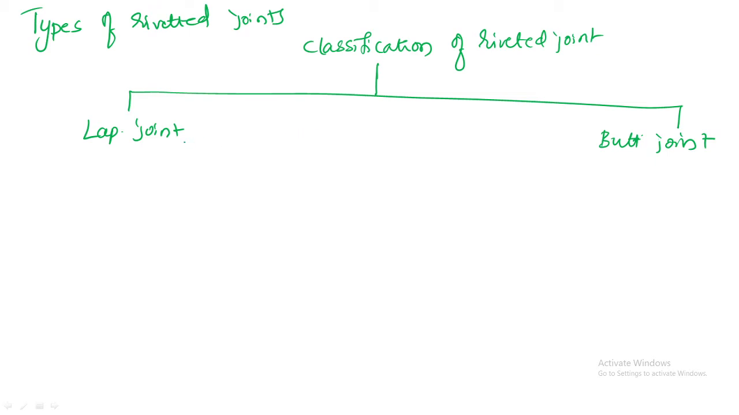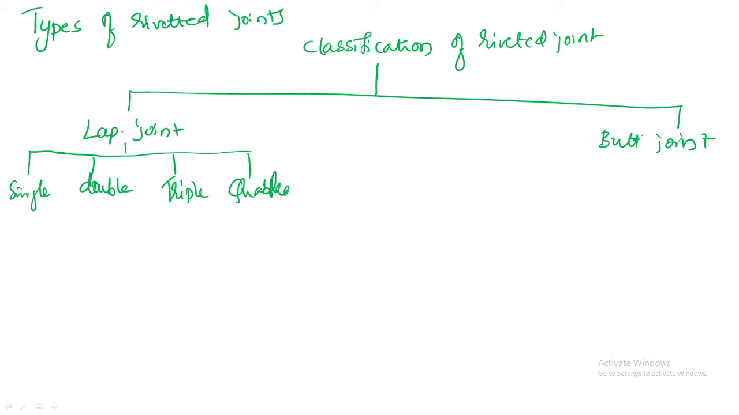Again, the lap joint may be classified in different ways. It is single riveted, double riveted, triple riveted, quadruple riveted.